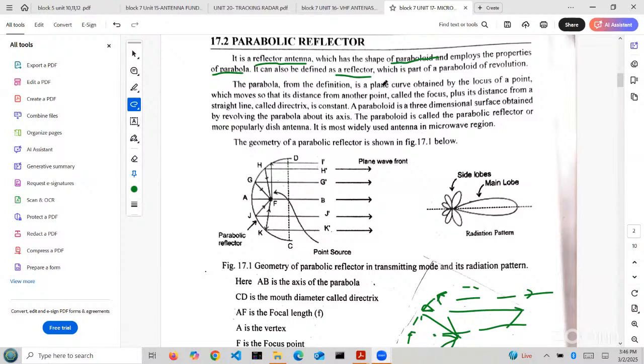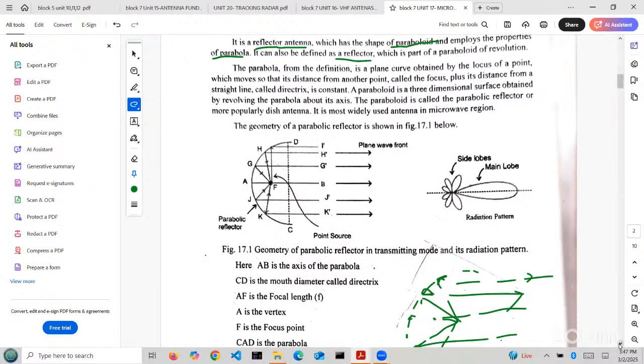What is the focus? What is the focal length? Here, what is the focus? Focus is a point. A to F is called the focal length. The length between the point and the focus is called the focal length.